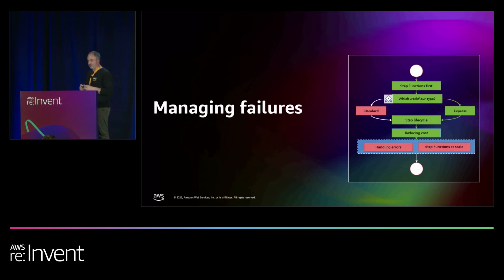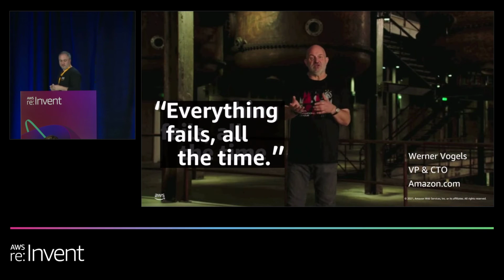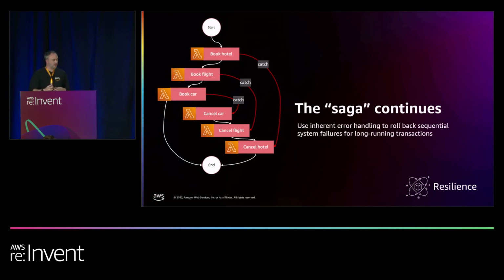But I want to talk about managing failures first. This is Werner Vogels. He's the CTO of Amazon.com, and he was the keynote speaker today. And he's well known for having said everything fails all the time. And Step Functions has this brilliant mechanism of dealing with failures, right? And it's very visual too.